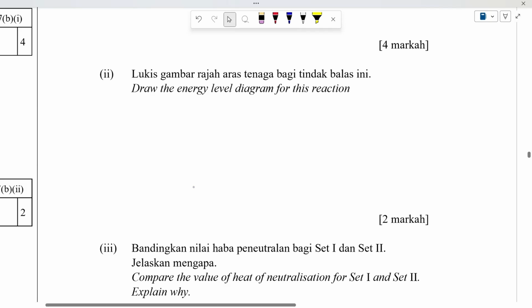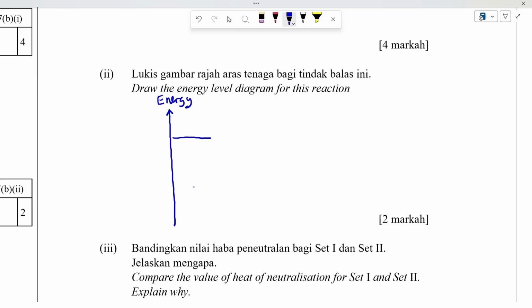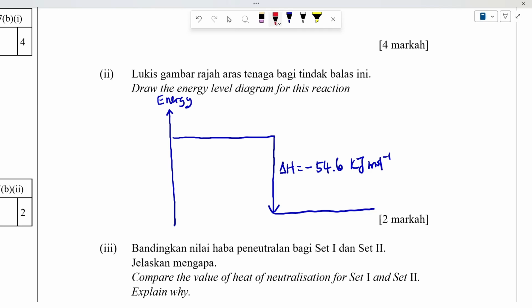Okay, next. So we draw the energy level diagrams. So we must label energy. Then for exothermic reaction, go down, right? Then put in the delta H, just now what we calculated. Then we have to put in the reactants and products.